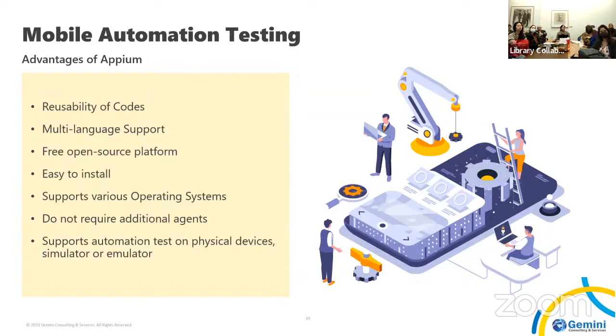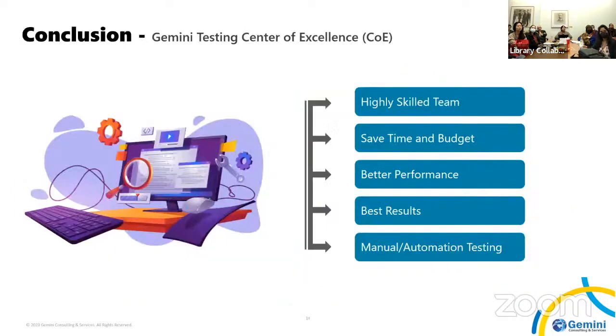These are some of the advantages of why, based on our experience, we think and feel Appium is one of the best mobile automation testing tools. Now, coming to the conclusion, I would like to give you an overall idea of what Gemini's Testing Center of Excellence is really capable of.